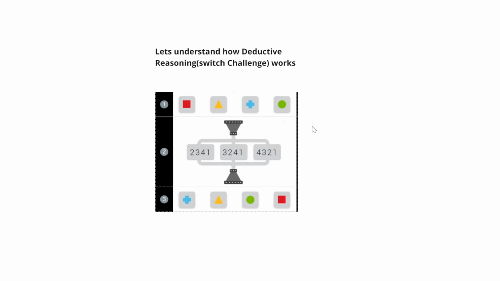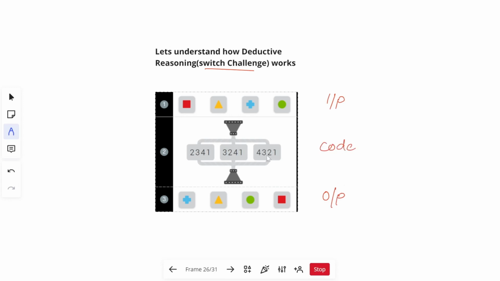So guys, let's understand how we can solve deductive reasoning switch challenge based questions. See, I will be using this image to make you understand how this concept works. Basically in these types of questions you will be having three things. You will be having an input, one output, and then you will be having different multiple codes that are given to you. Now you have to tell, if this input goes through a particular code, what will be the output you will get.